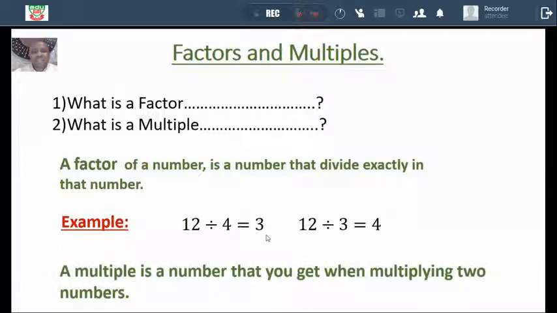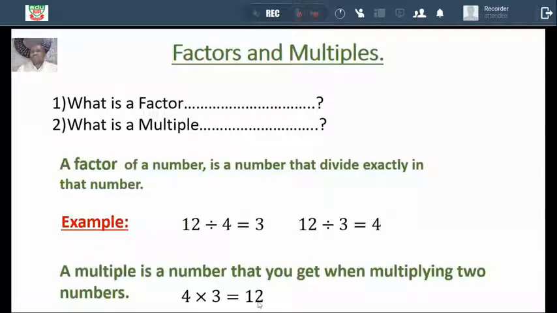Now let's look at a multiple. A multiple is a number that you get when you multiply two numbers. If you multiply two numbers and we get one number, that number is a multiple. Let's look at this one here: 4 multiplied by 3 equals 12. Here we multiply two numbers, 4 and 3, and we get 12. Now, by our definition, it means 12 is a multiple.